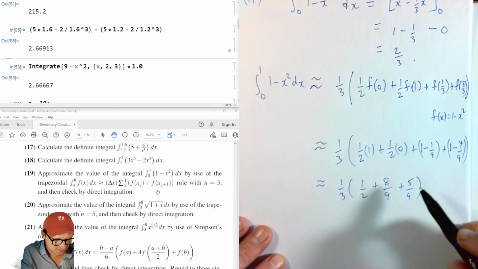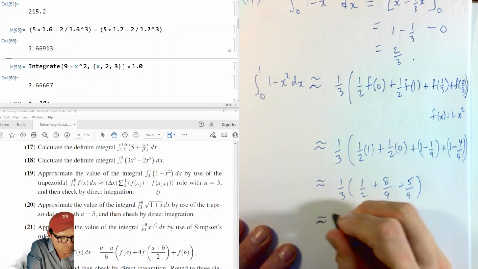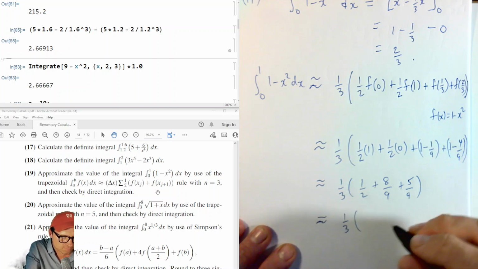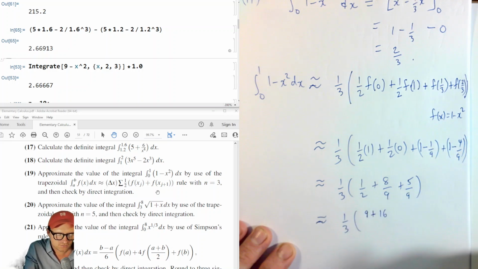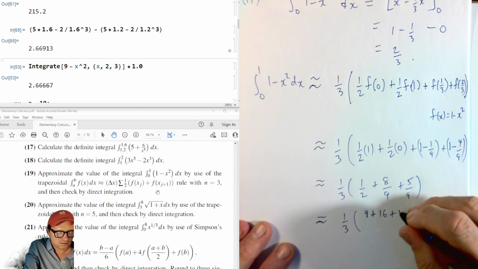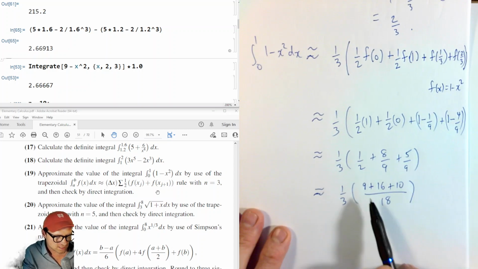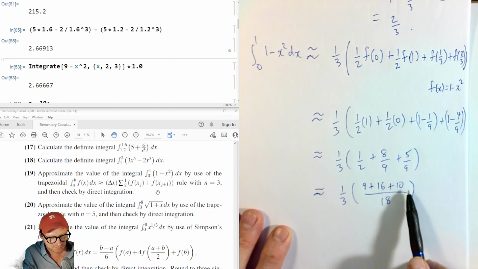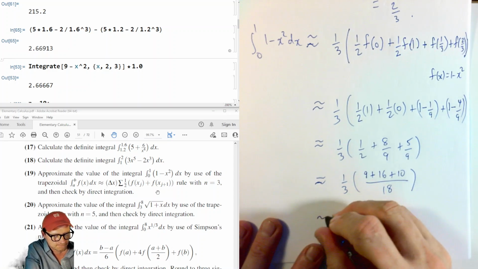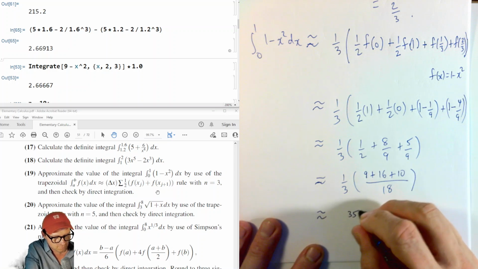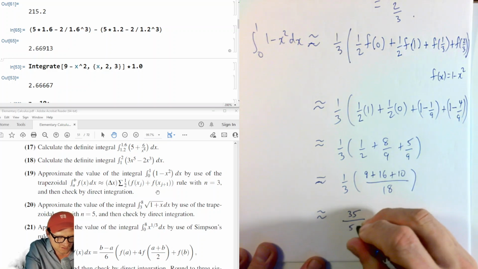Okay, and so if we put this all over 18, 1/3, this is 9 over 18, 16 over 18, and 10 over 18. Okay, 9 plus 16 is 25, plus 10 is 35, so 35 over 18. And then 3 times 18 is 30 plus 24, which is 54.